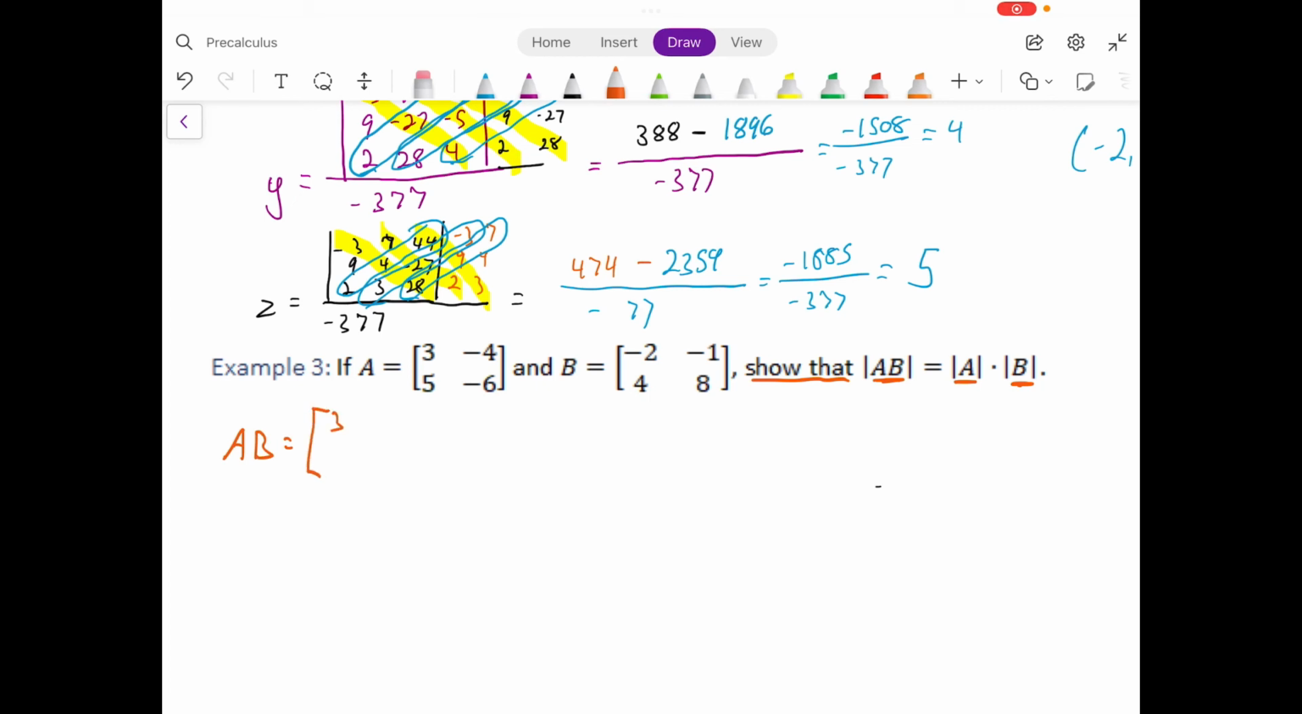So we're just going to write A out and times B. And we'll do these multiplications. Go first row with first column. 3 times negative 2 is negative 6, plus negative 4 times 4 is negative 16. Next, we'll go first row with second column. 3 times negative 1 is negative 3, plus negative 4 times 8 is negative 32.